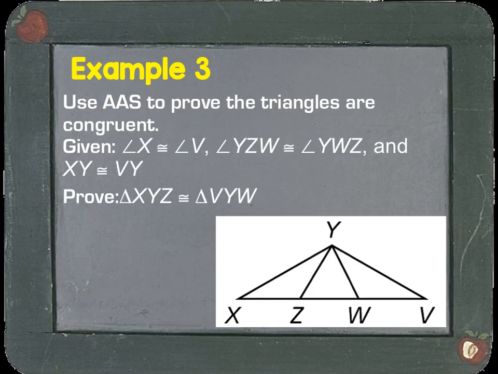Okay, let's look at example 3. Use AAS to prove the triangles are congruent. It's given that angle X is congruent to angle V. So we have X is congruent to V, and we're going to put arc marks there. We have angle YZW is congruent to angle YWZ, so this angle is congruent to this one. And segment XY is congruent to segment VY. So we have this segment is congruent to this one.